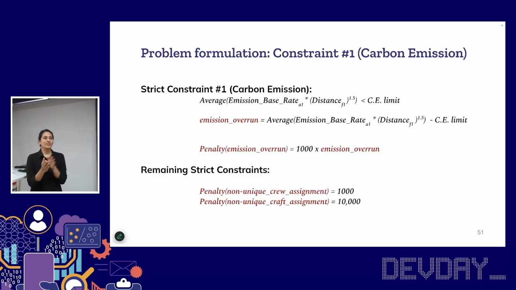And all these are actually scaled with respect to the budget. It cannot be unrealistic. So I cannot say the penalty is infinite. The algorithm is not going to converge. So these are scaled versions of my total budget. If I have a 500,000 budget, then I scale it accordingly: maybe 10,000 is a good penalty for duplicate aircraft assignment. For duplicate crew, 1K is okay. Carbon emission, maybe 1K is okay or 10K is okay. So this is how I assign heavy penalty for strict constraints.